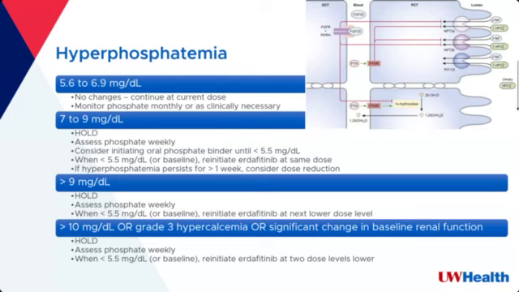For phosphate over 9, again, we need to hold erdafitinib and assess those phosphate levels weekly. When phosphate is back down to less than 5.5, we can reinitiate erdafitinib at the next lower dose level. For a phosphate over 10, or for grade 3 hypercalcemia or significant changes in baseline renal function, again, we would hold our erdafitinib and assess those phosphate levels weekly. When those levels are back down to less than 5.5, we can restart erdafitinib, but this needs to be at 2 dose levels lower.